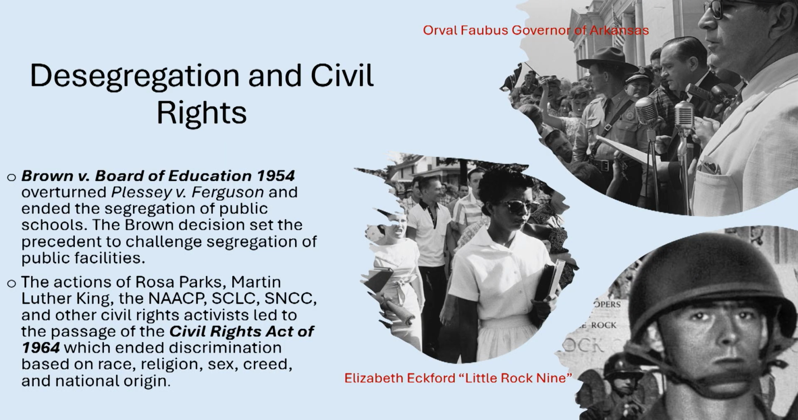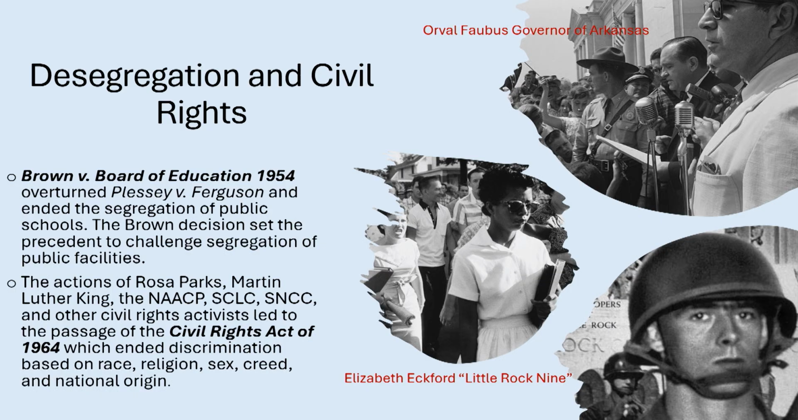Once again, Plessy v. Ferguson gave us separate but equal. We're going to find that in 1954, the NAACP and Thurgood Marshall, an attorney for the NAACP, will argue the case, and it overturned Plessy v. Ferguson and ended the segregation of public schools, and it would set the precedent to end segregation of all public facilities.